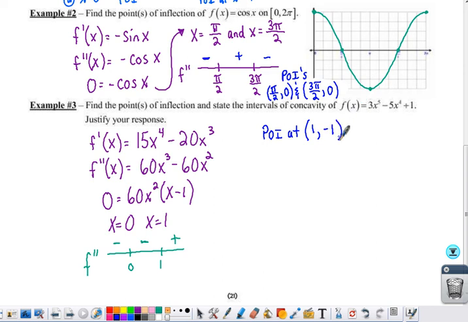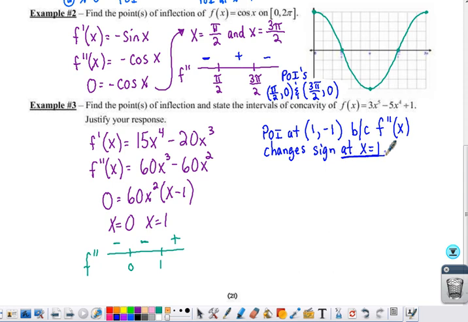And it says justify. So if it didn't, we need to justify this. Now, how do you know you have a point of inflection? We say because f double prime changes sign at x equals 1. And you need this part right here.